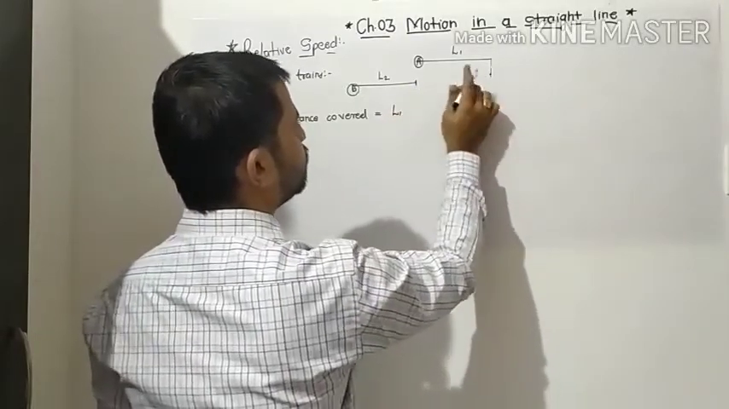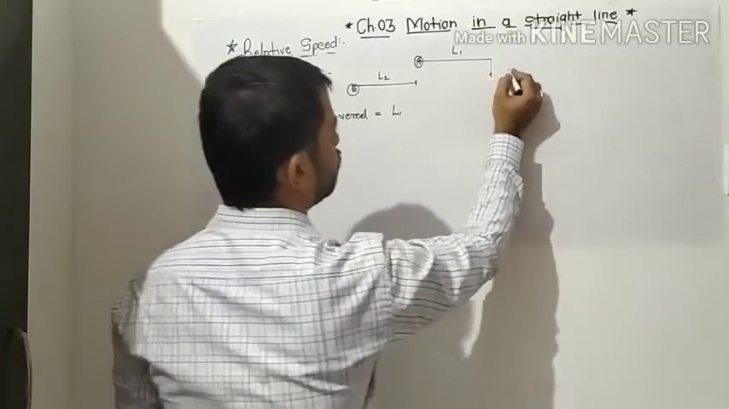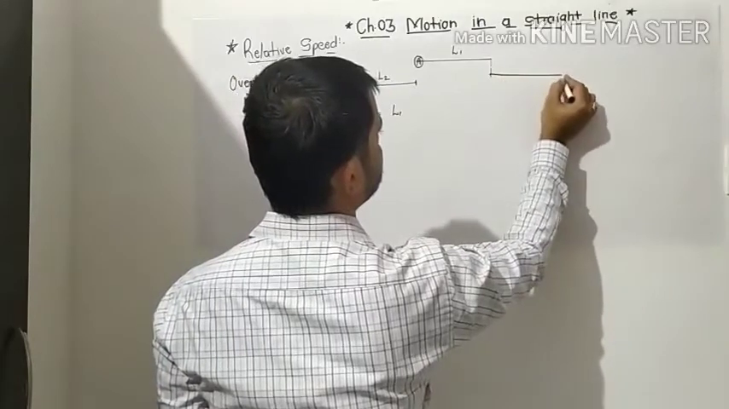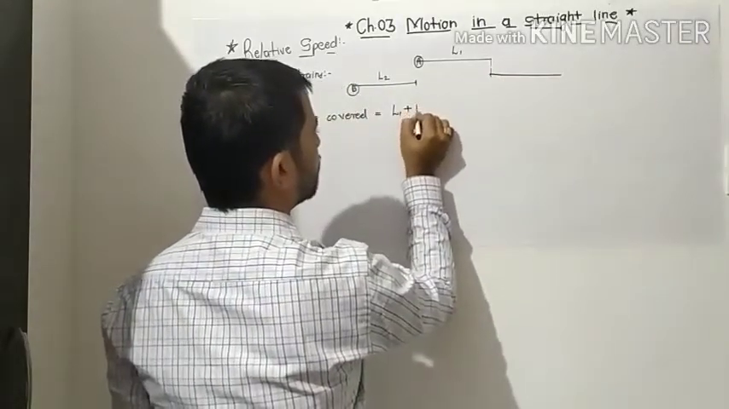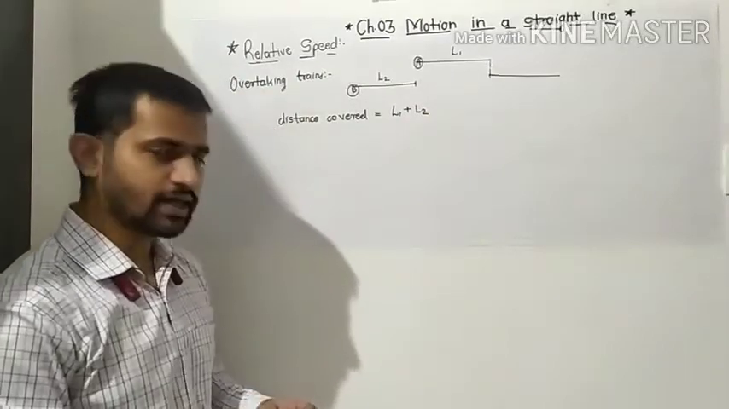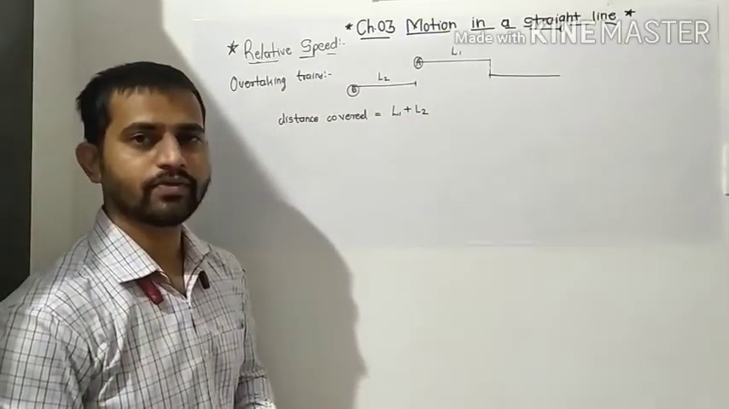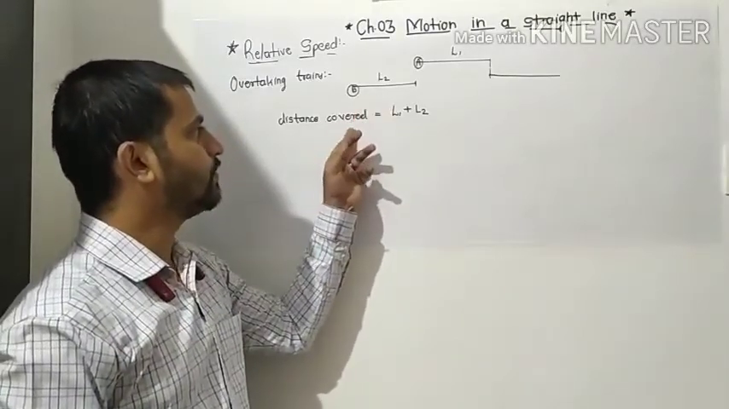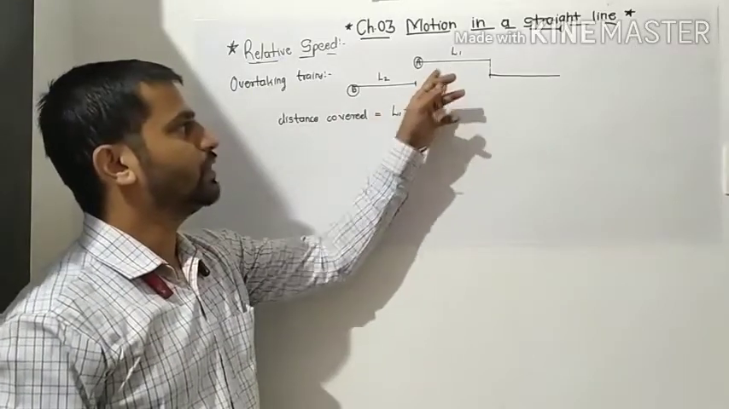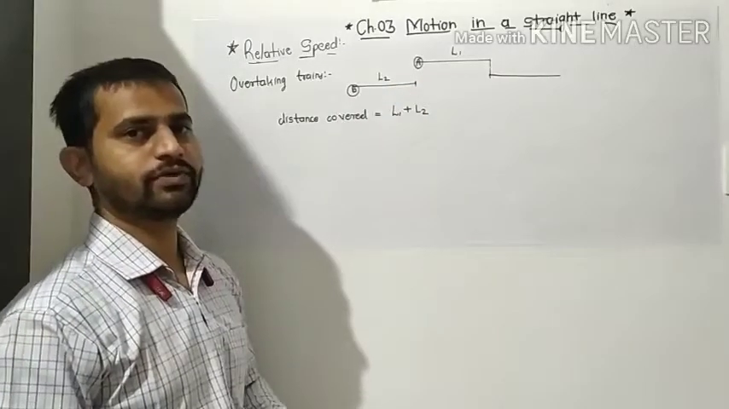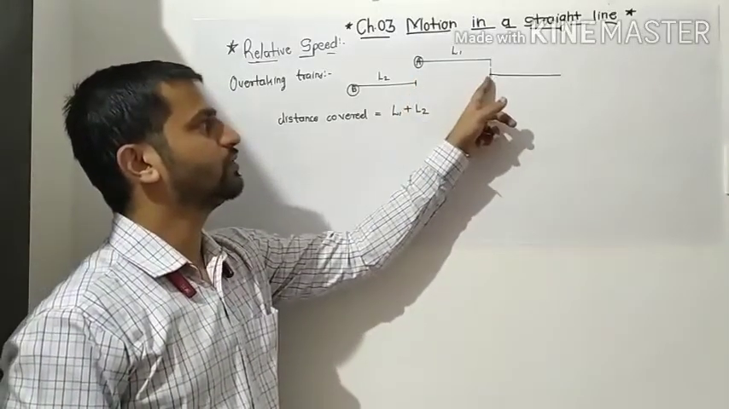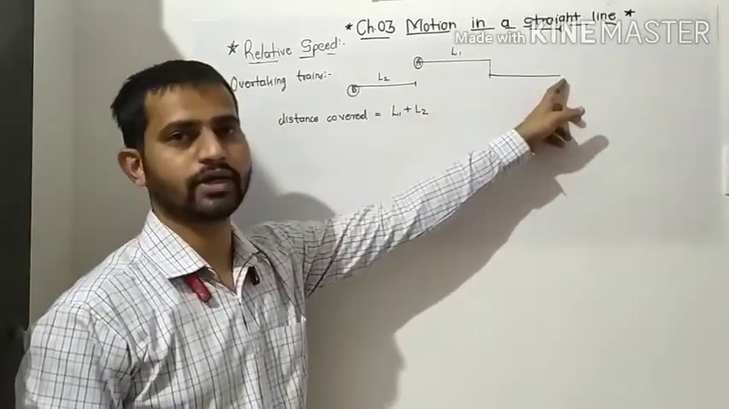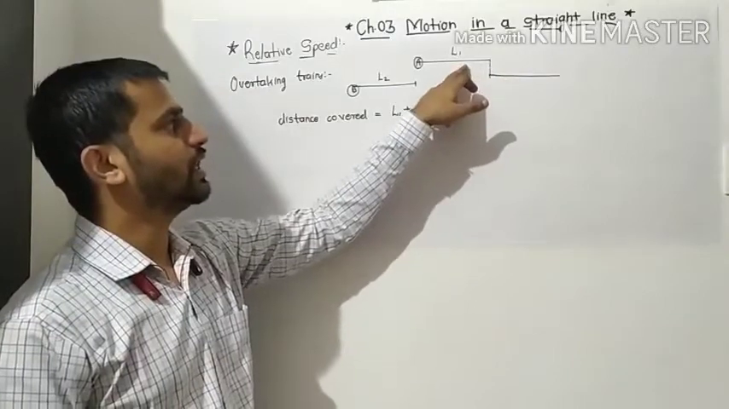And after it comes to this point, it has to go further. Each and every length of this train has to go further up to this, so it will be L1 plus L2. So while the two trains are overtaking each other, the distance covered will be L1 plus L2. First it has to overtake up to this point, and from this point again all the train has to overtake all the trains. So that's why we have to consider L1 plus L2.